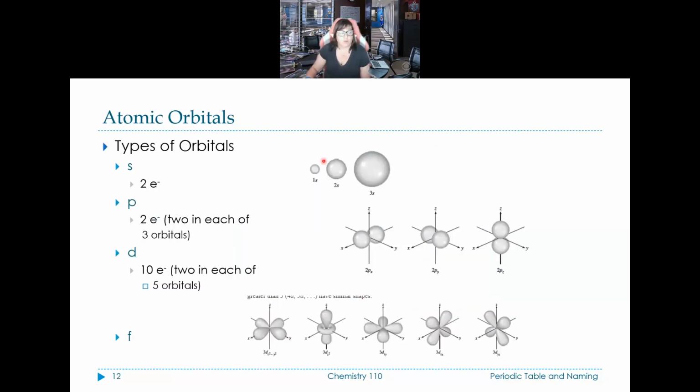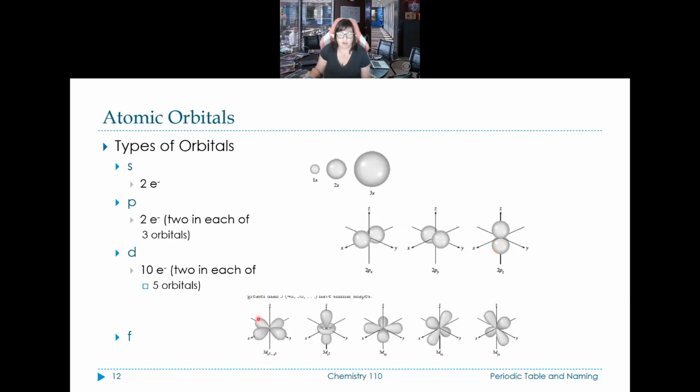Types of orbitals. An s orbital is spherical. So a 1s is smaller than a 2s, which is smaller than a 3s. That principal quantum number tells me how far away from the nucleus I am. So as I get bigger, I get further away. P, there are 3 of them. I have a px, a py, and a pz, and they're dumbbell shaped. I know that I can have 2 electrons in an s-type orbital and 2 electrons in each of the p's. So I get 2 in the px, 2 in the py, and 2 in the pz. So a total of 2 electrons for an s-type, and a total of 6 electrons in p-types.